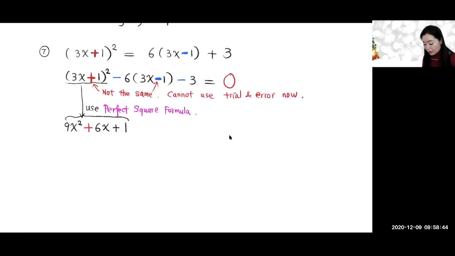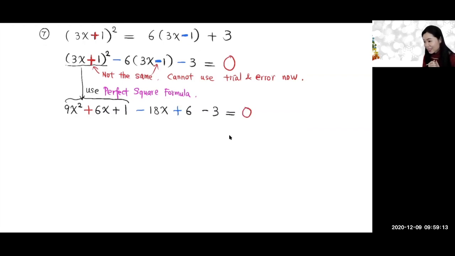Okay, now for this one over here, let's just distribute this. So distribute here, so it becomes minus 18x, and then negative times negative is positive, so adding 6. And then minus 3 equal to 0.